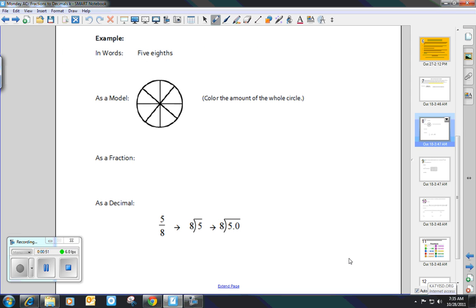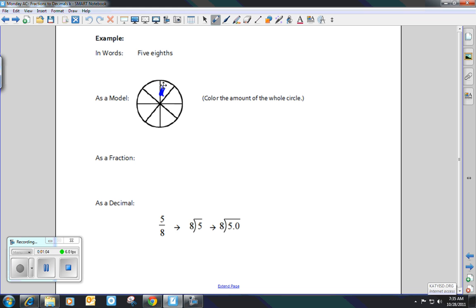For example, in words we have 5/8. As a model, this circle has 8 pieces, so 5/8 would be coloring 5 out of 8 pieces. Okay, so it's a little more than half. 5/8 is a little bit more than half of this circle. As a fraction, we would write 5/8, fractional form.